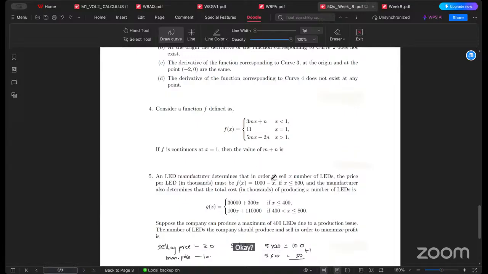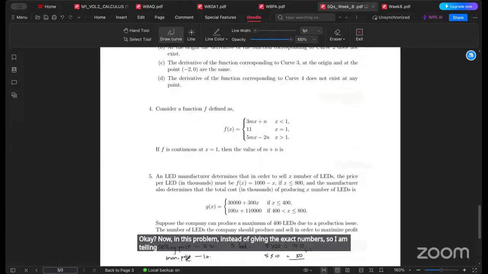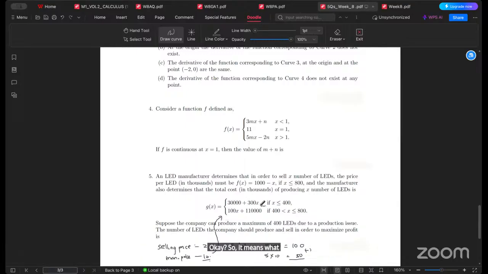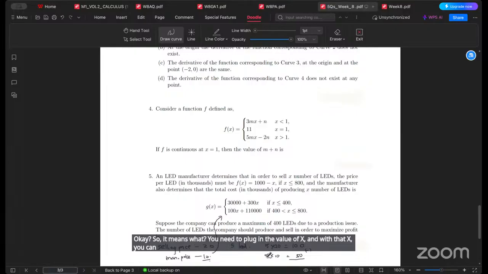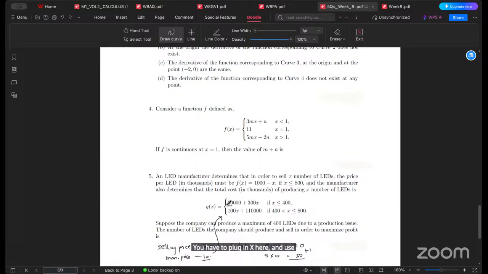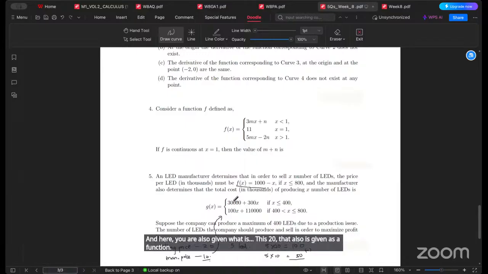Okay, now in this problem, instead of giving the exact numbers, I am telling that my price is 10. So instead of giving this, they are giving it as a function to you. It means you need to plug in the value of x, and with that x you can calculate, just like I calculated 5 into 10. You have to plug in x here and use this function, that's all. And the 20 is also given as a function. Instead of numbers, you are given functions, so you are just going to put x here, that's all.